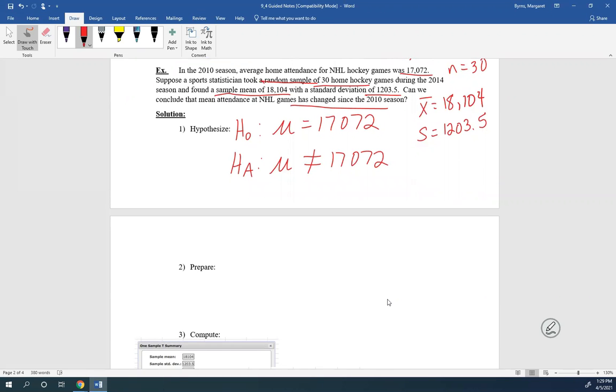Okay. All right. So the prepare step. The two things that have to be true: it has to be a random sample, which they told us in the problem it was, so we can also assume independent observations. And then it has to be large enough, at least 25. Well, my sample was 30. I had 30 games that I looked at. 30, of course, is more than 25. So we're in good shape. All right, so now we can go ahead and do our test.